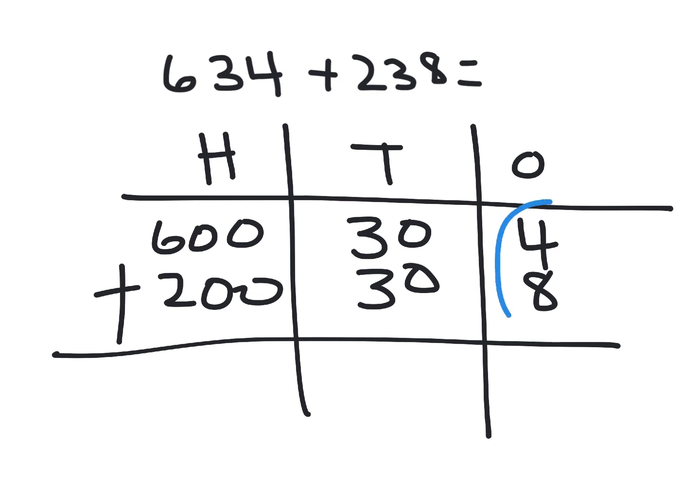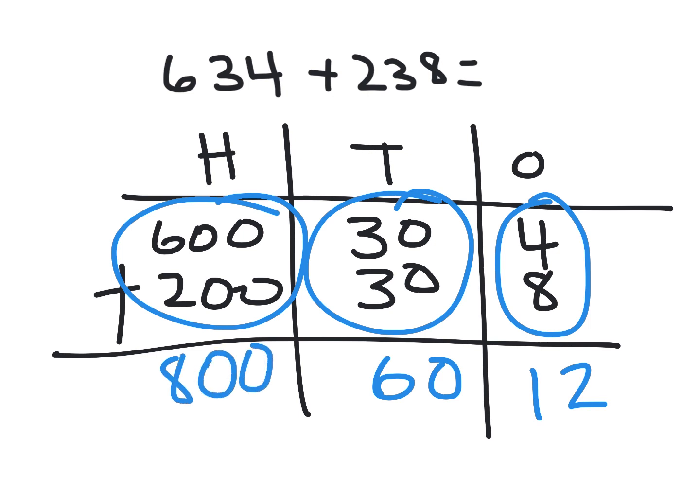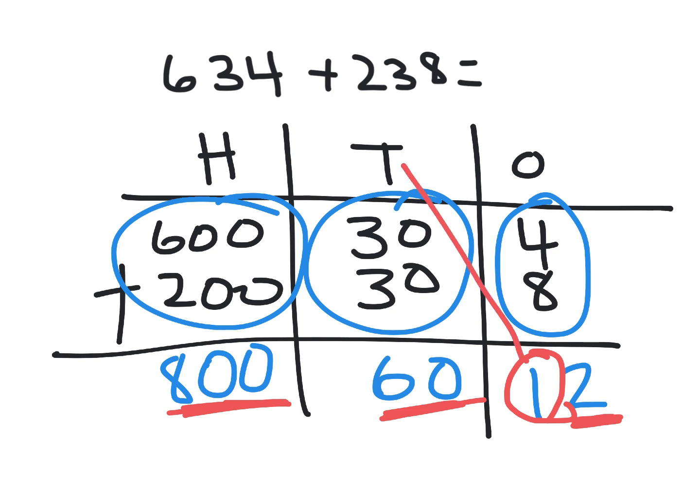That's 12, 60, 800. This can only have ones in it, this can only have tens in it, and this can only have hundreds in it. So this is in the wrong spot. That's called a red alert. That's a 10. So we're going to push the 10 over to the tens place. See, that's the tens place. We push it right over there. 60 is now 70. The 12 is now just 2. And now everything's good. The answer is 872.